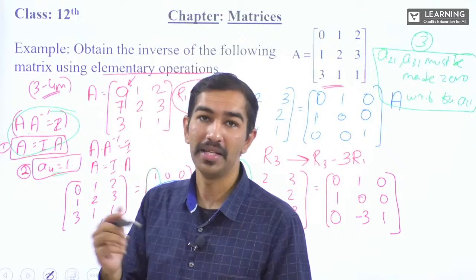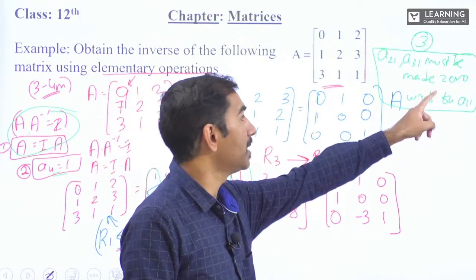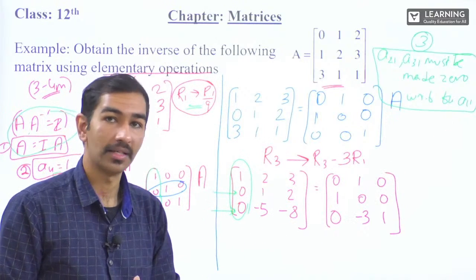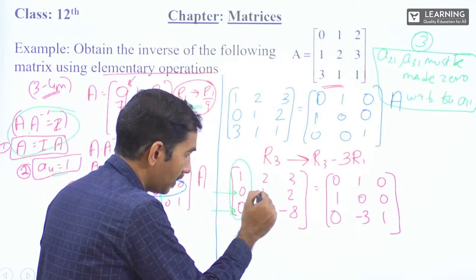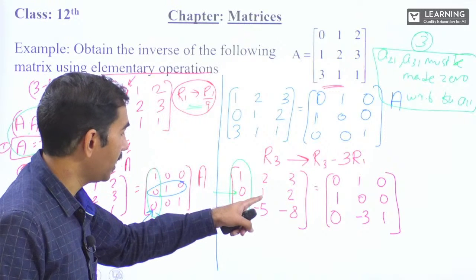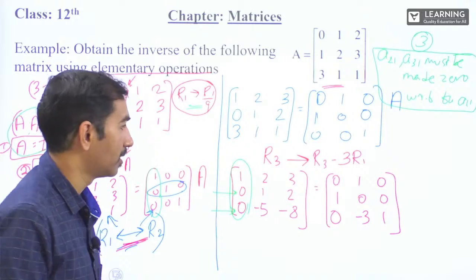Understanding? Okay, once A11 is 1, what you have to do next? A21 and A31 must be made 0 with respect to A11. That is also done. So 3 steps are done, students. Next, what is the fourth step? Now, with respect to which element is this? A22. Correct. With respect to A22, make A12 and A32 as 0. That is your fourth step.